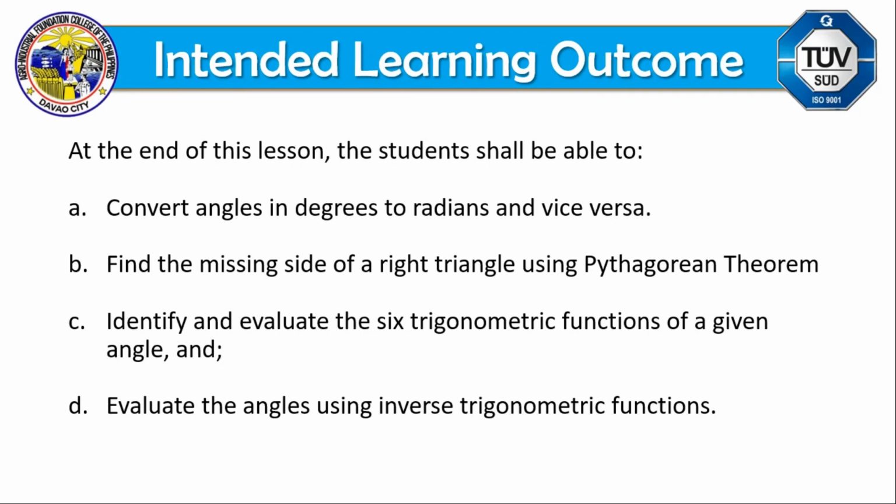Second is to find the missing side of a right triangle using the Pythagorean theorem. Third is to identify and evaluate the 6 trigonometric functions of a given angle. So given a certain angle, what are the 6 trigonometric functions we can get? And then evaluate the angles using inverse trigonometric functions. Coming from the 6 trigonometric functions, we pick one, and then get the value of the missing angle.